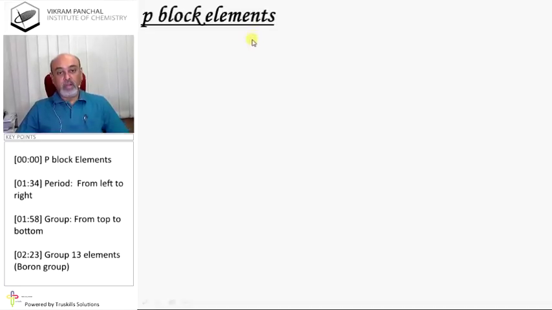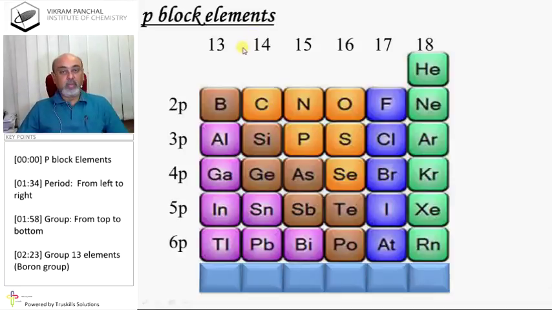Now, P block elements, a new chapter. In the periodic table, the P block is on the extreme right side, and there are 6 groups: group number 13, 14, 15, 16, 17 and 18. So there are a total of 6 groups in the P block.